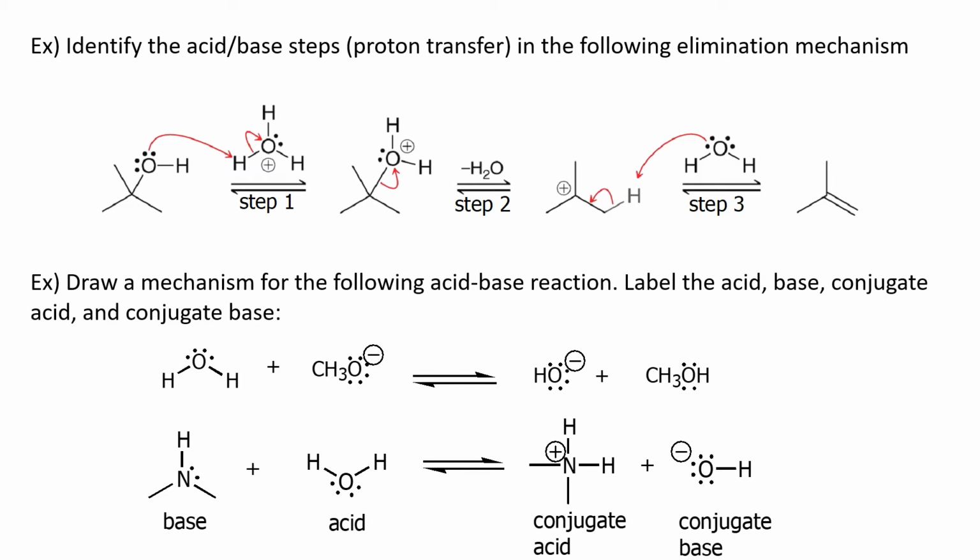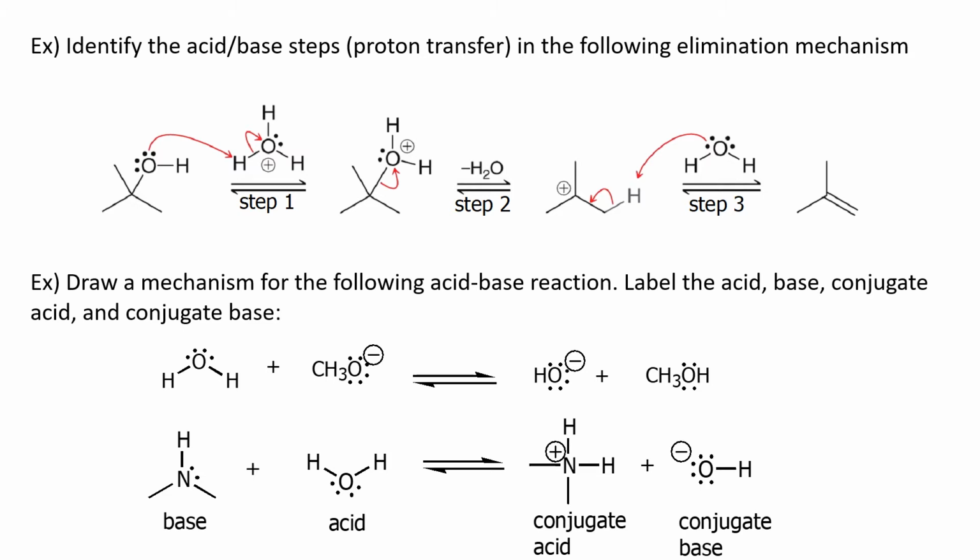In the next two examples, you should stop the video and give these a try on your own. In the first one, try to identify the proton transfer steps that are occurring by looking at the arrows and matching what you know about the acid-base mechanism to what you're looking at. And for the second one, actually try to draw the mechanism for each of these reactions. All right, hopefully you got a chance to try these. Let's take a look at our first example.